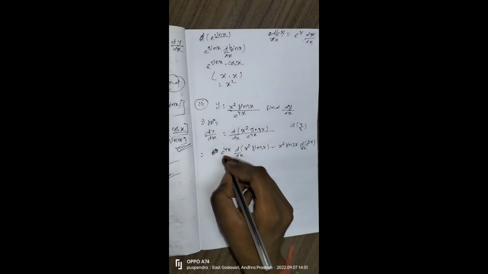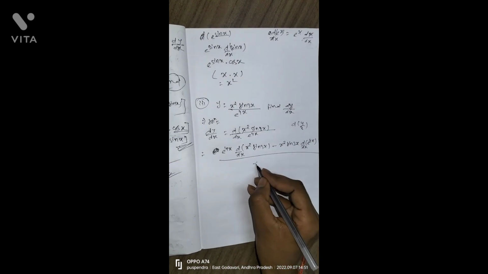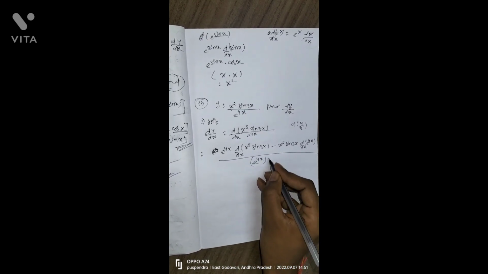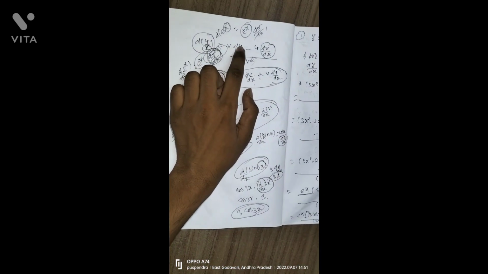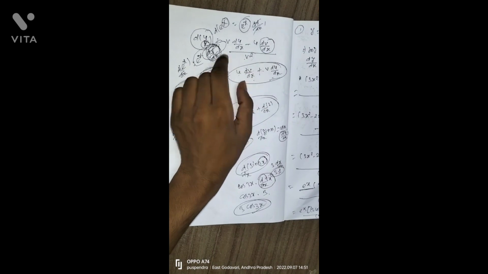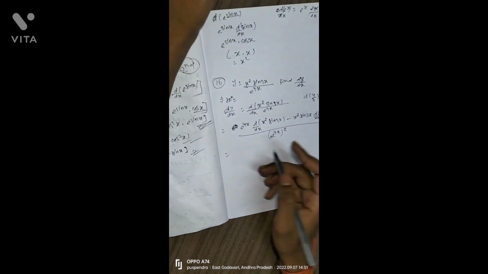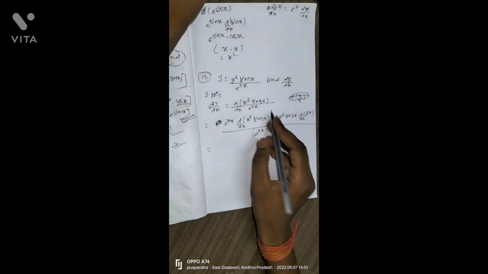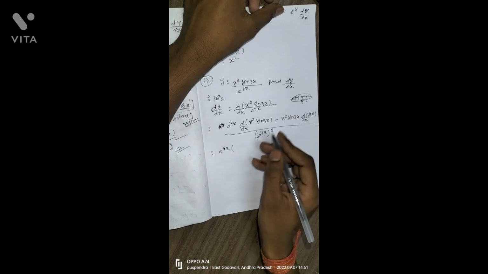u dv by dx minus... rather, v du by dx minus u dv by dx upon u, e to the power 4x, whole square. Same here: v du by dx minus u dv by dx by v square. This is our u and this is our v. So e to the power 4x.